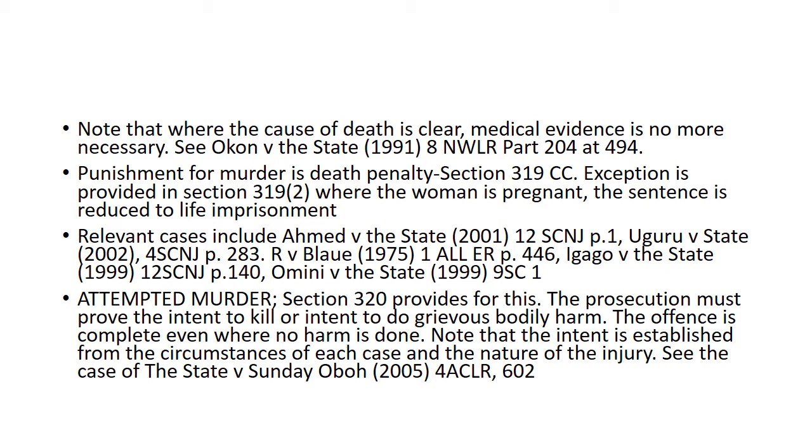For instance, when you intend to poison someone, you've taken all steps to do such a thing, and just before the person could sip the drink, maybe the person had a call and had to drop the drink. Or you intended to kill and the person had even sipped some, but unknown to you, the quantity of poison put into the drink is not enough to cause the death of somebody. That of course is attempted murder. And the case of State and Sunday Obo is instructive there.